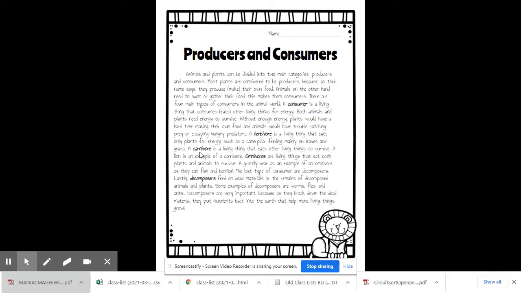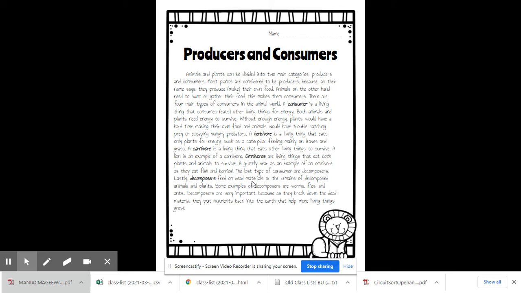Another type of consumer is a carnivore. That's a living thing that eats other living things to survive. A lion is an example of a carnivore. And the third one is an omnivore. That's us, human beings. They are living things that eat both plants and animals to survive. A grizzly bear, that's interesting, huh? Even though it's so big and kind of seems scary, it's an example of an omnivore because they eat fish and berries. The last type of consumer are called decomposers.